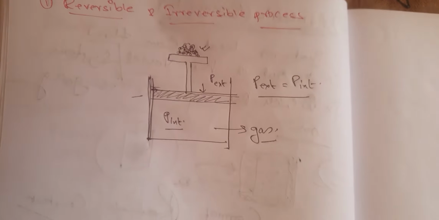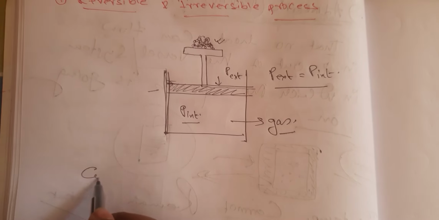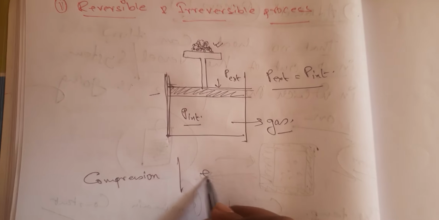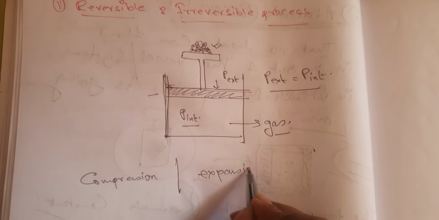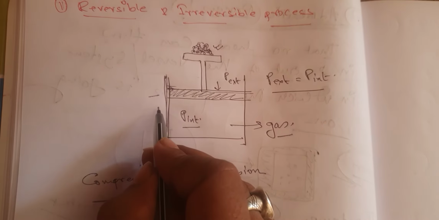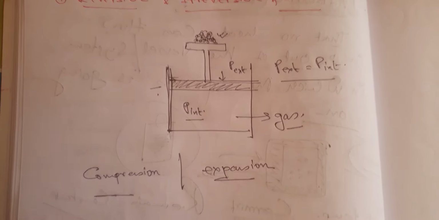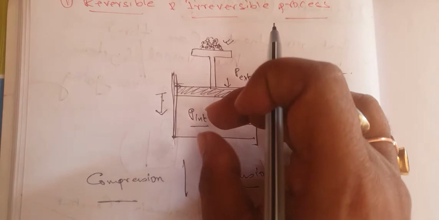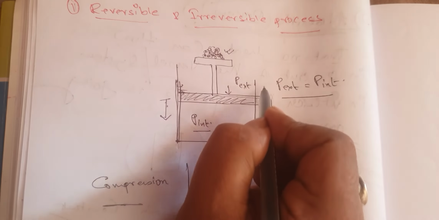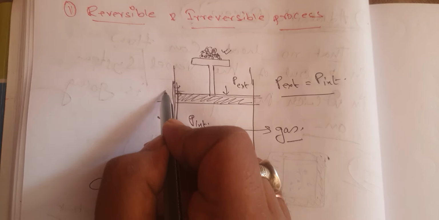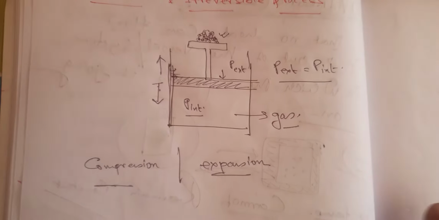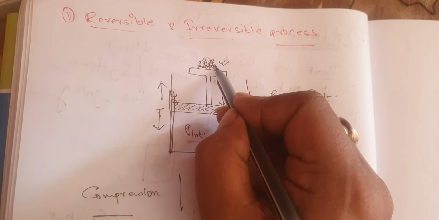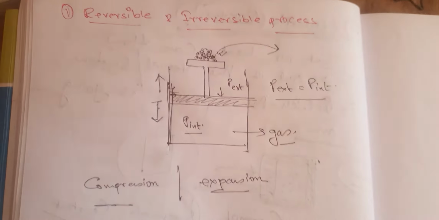Now two things can occur. One is compression of the gas, one is expansion of the gas. Compression of the gas means the gas volume decreases and the piston goes down. Expansion of the gas means the piston goes up and the gas volume increases. Yes or no? So now suppose you remove one sand particle from here.